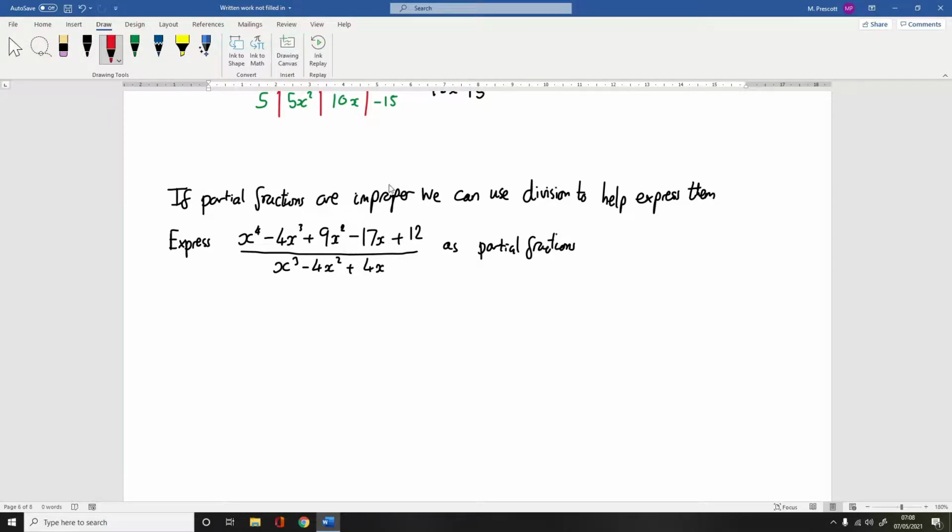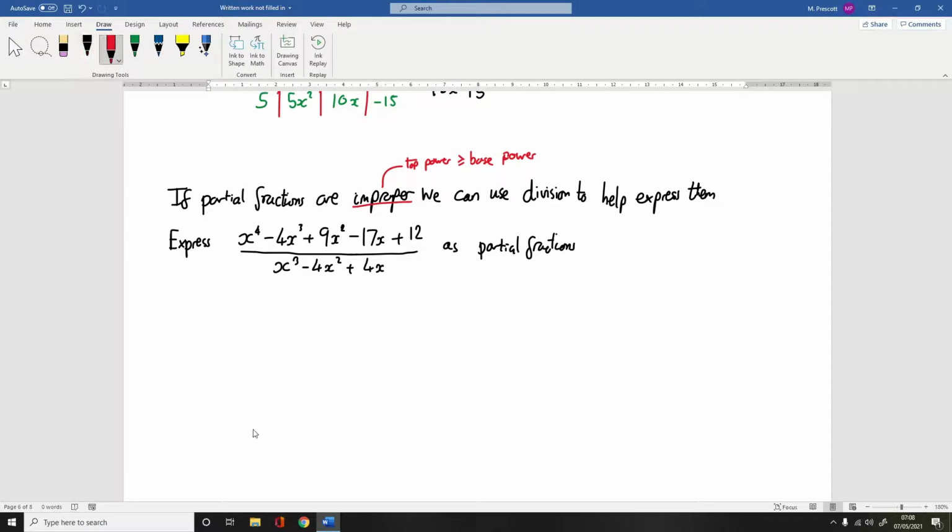But this is improper. So I've said, if partial fractions are improper, what does improper mean? Improper means that the top power is greater than or equal to the base power. It's not like in fractions, where improper just means the number on top is bigger than the number on the bottom. With algebra, it means the power on the top is bigger than the power on the base. So here we can see our biggest power is x to the power of 4, whereas on the base, our biggest power is x to the power of 3. That would make this improper.